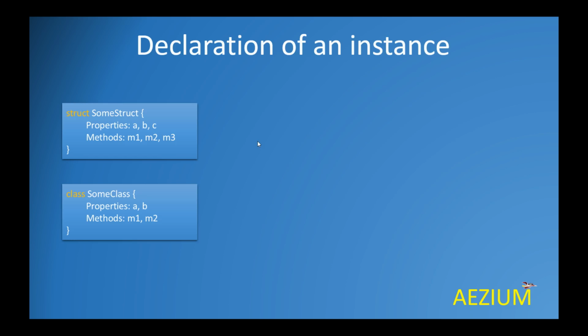How do we actually declare an instance? Let's look at these two examples. We have a structure called SumStruct. It has 3 properties and 3 methods. And we have a class called SumClass, and it has 2 properties, 2 methods. The similarities between the names here are coincidental, and they don't mean that we are using the same properties or the same methods for this structure and this class.